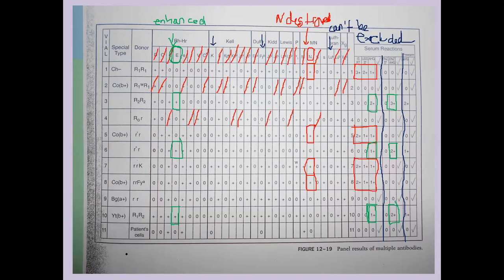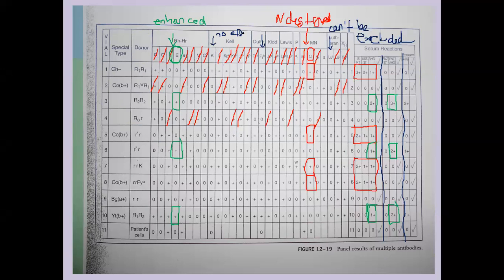Now, we still have a couple things that we really couldn't say anything about. So let's look a little bit more carefully at them. So firstly, the KEL system. Do you guys remember? What do we know about KEL system antigens? When we treat the cells with the enzymes, how are KEL antigens affected? No effect.